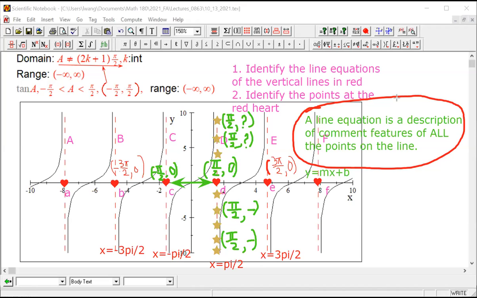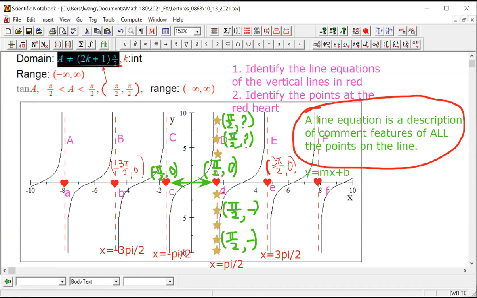So you will see the connection between the domain of tangent, where the angle can be any real number except the odd number multiples of pi over 2, and you see all of these hearts sit on the points where the x coordinates are odd number multiples of pi over 2. Do you guys see that? And the vertical lines are described by x equals odd number multiples of pi over 2. Do you guys see that connection? That's the connection.